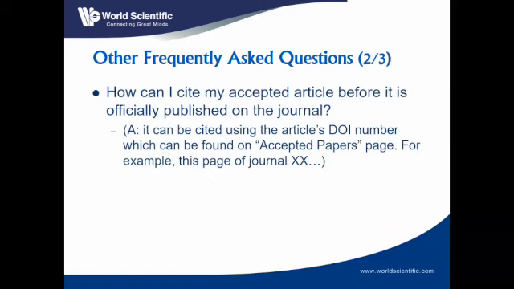And can I cite my accepted paper before it's officially published in the journal? It can be cited by using the article's DOI. Once your article is accepted and we start the production, a DOI number will be assigned to your article. So you can ask the journal editor, I want to cite this accepted paper in my next article, can you let me know the DOI number? Usually, most of the time, they will give you the DOI number. Then you can use the DOI number for the citation.